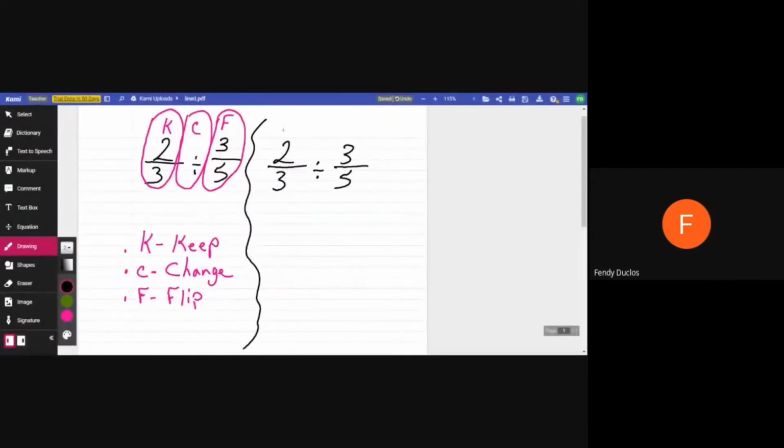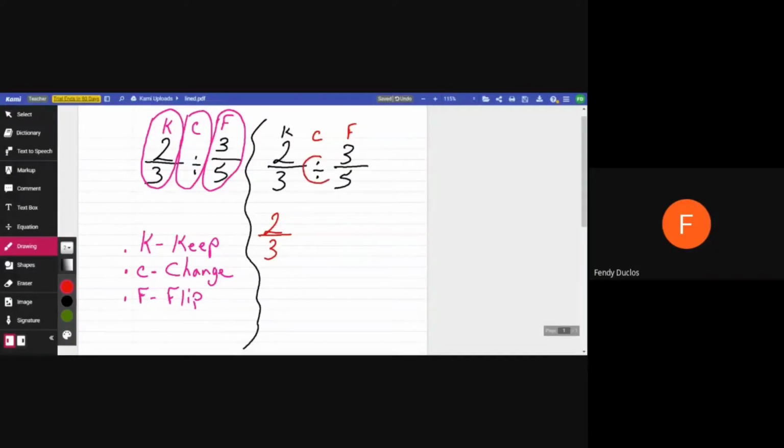The first thing I said I was going to do is keep this 2/3. So I'm going to keep that. I'm going to change that and I'm going to flip that. So when I rewrite it, I'm going to go 2/3.